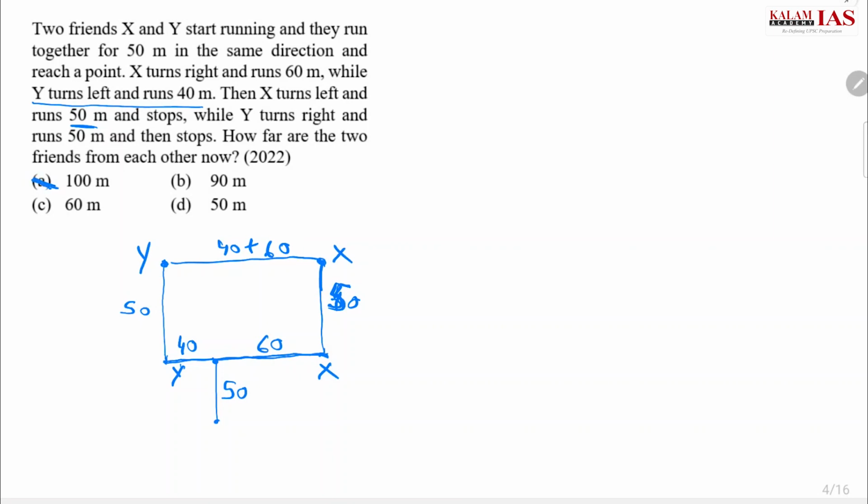Again, a very simple question. This 50 meters was just to distract you, because we have to find the distance between the endpoints. So the distance between endpoints X and Y is this 40 meters plus 60 meters, because they are moving in different directions, and this 50 meters and this 50 meters is the same for both of these people. So the final answer will be 40 plus 60, that is 100.